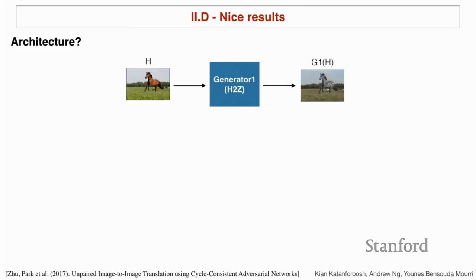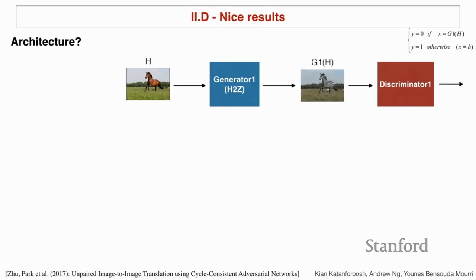And in fact, if we're training a GAN, we need a discriminator. So we will add a discriminator that is going to be a binary classifier to tell us if this image outputted by generator 1 is real or not. So this discriminator is going to take in some images of zebras, probably, and is going to also take the generated images and see which one is fake, which one is real.